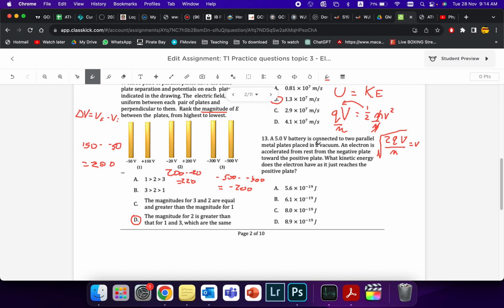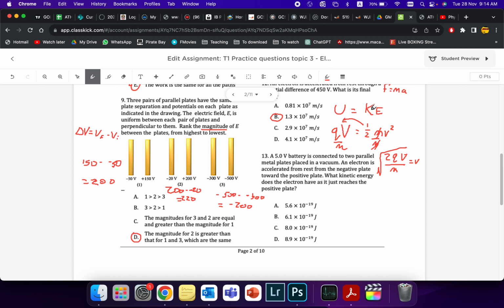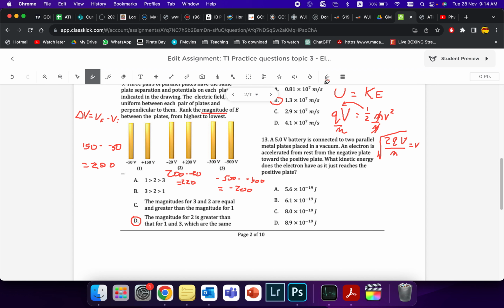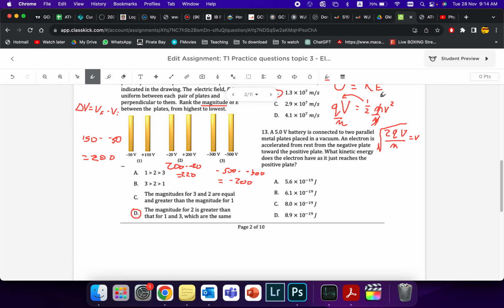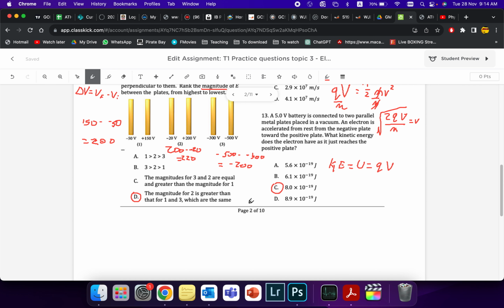So in this question, a 5-volt battery is connected to parallel plates, and electrons are accelerated. What is the kinetic energy just as it reaches the plate? The idea is simply this: the two are equal to each other. Whatever potential energy I started with will convert to kinetic energy at the end. So I do not need to do a half mv squared. I can just do KE, that's a K by the way, equals U, which is simply QV. You're going to have 5 multiplied by an electron, 1.6 times 10 to the minus 19. Solving that, you should get 8 times 10 to the minus 19. And I'm going to stop there before I move on because the video will get too long.